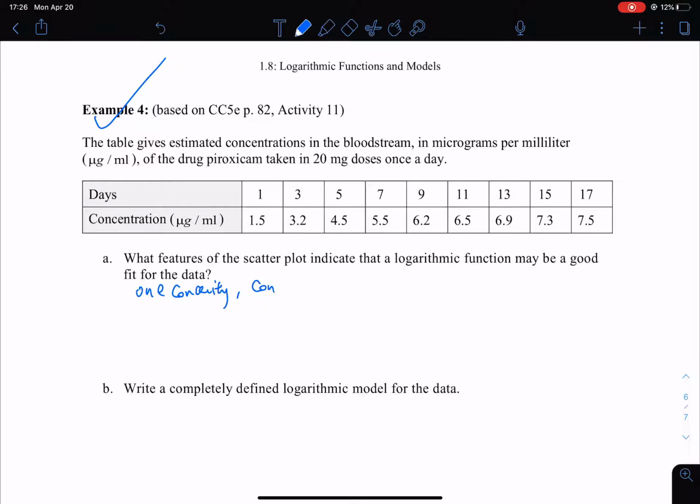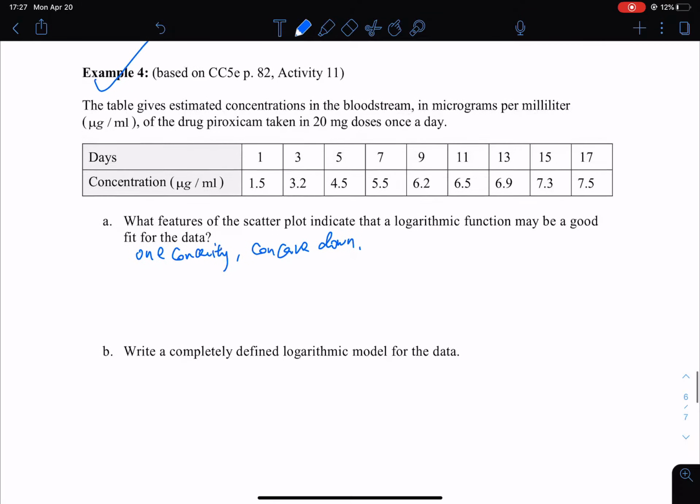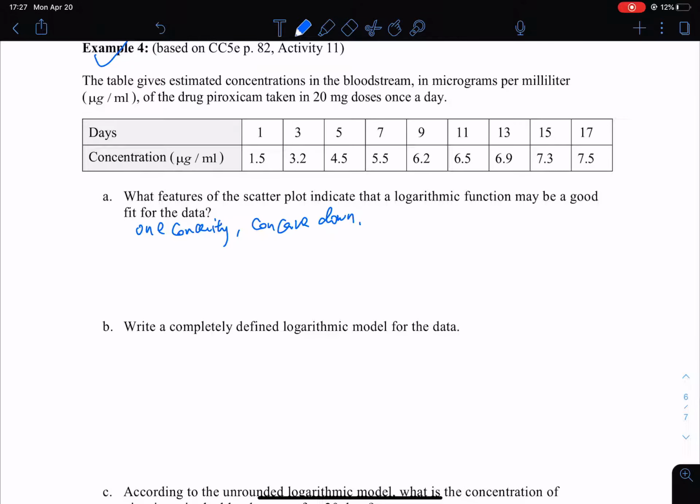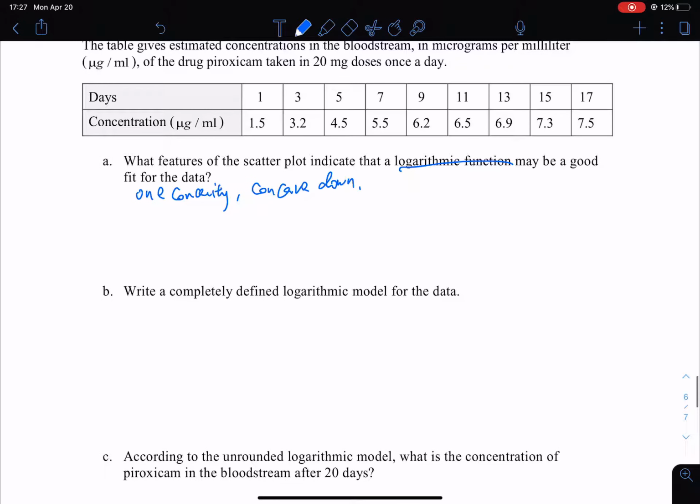Excuse me, it's concave down, with an increasingly slow increase in the concentration of the drug. And then we use the logarithmic function, and B already completely defined the logarithmic function. So the full model should be the equation gives the output description. It has four parts, but for this one I just gave you the equation.